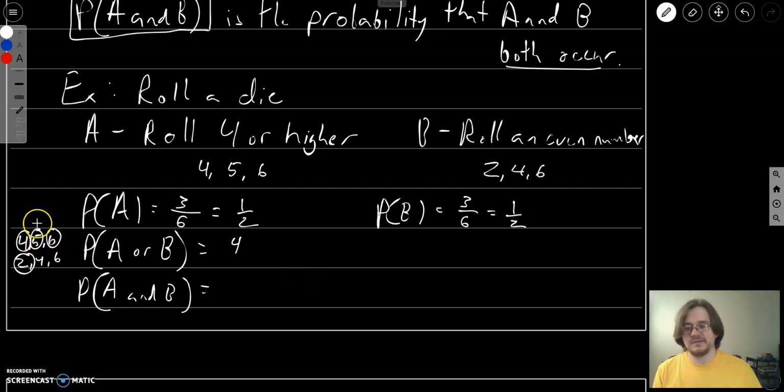Notice that if we get a 5, only A has happened. If we get a 2, only B has happened. But if we get a 4 or 6, that means that both A and B happen, since we rolled a 4 or higher and an even number at the same time.